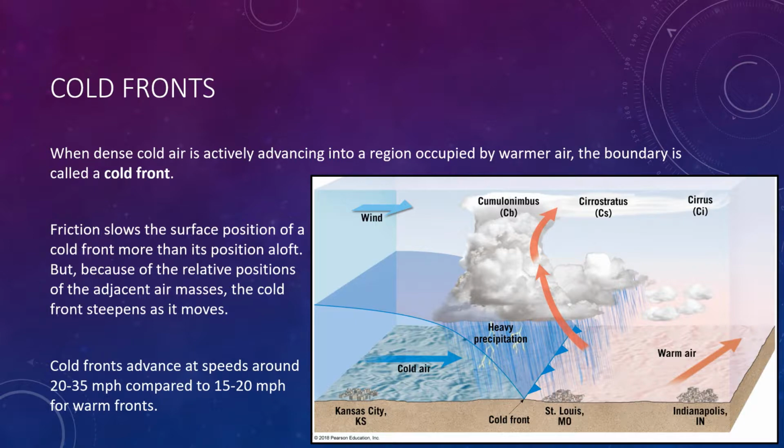When dense cold air is actively advancing into a region occupied by warm air, so the opposite of what we've been discussing thus far, the boundary is called a cold front. As with warm fronts, friction tends to slow down the surface position of the cold front more than it does aloft. However, because of the relative positions of the two adjacent air masses, the cold front steepens as it moves.